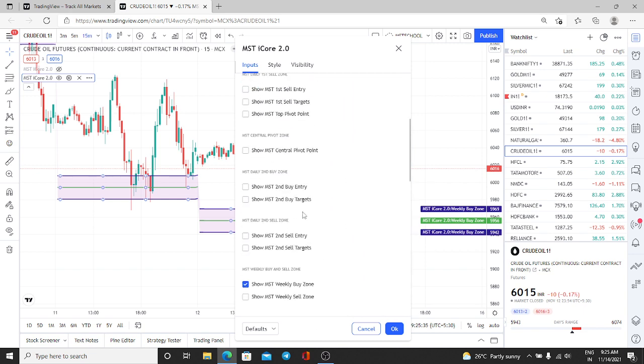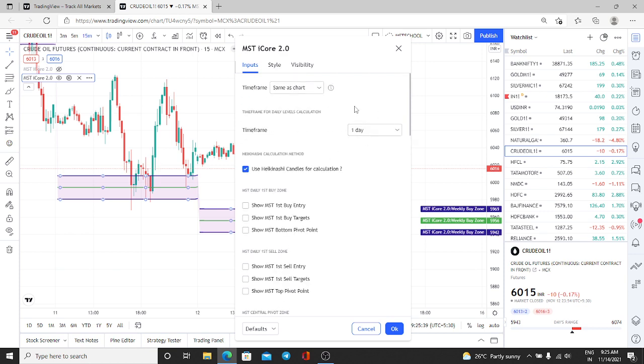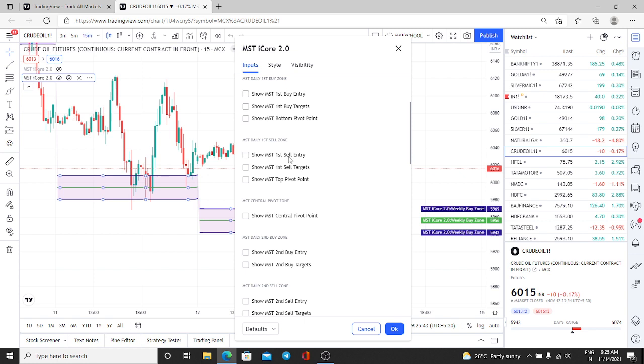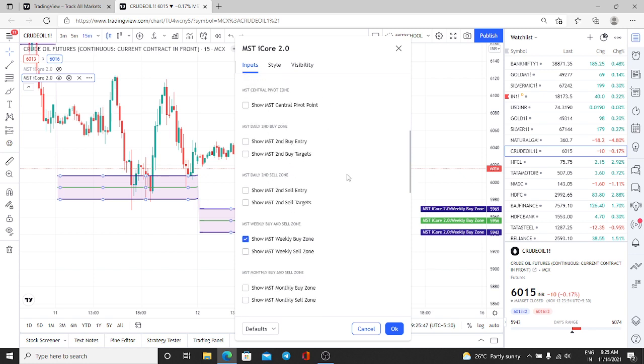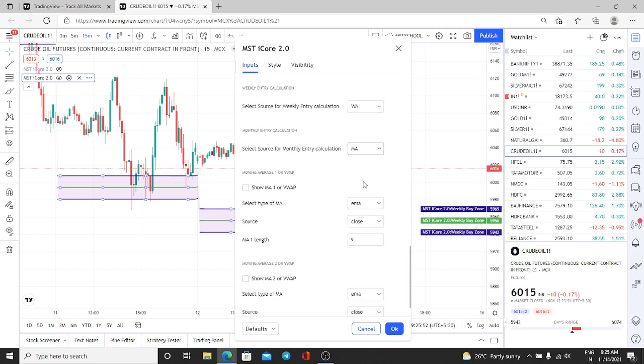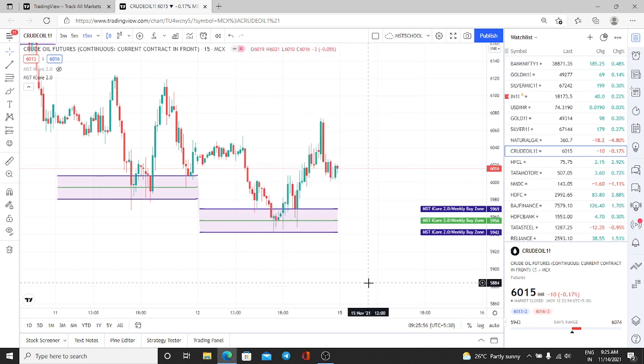The basic version we also have. There we will have no Heikin Ashi calculation, no time frame, only these 4 points: first buy, first sell, second buy and second sell along with the target and SL. The weekly and monthly zones and the calculation method will not be there. So only these are the things we have.